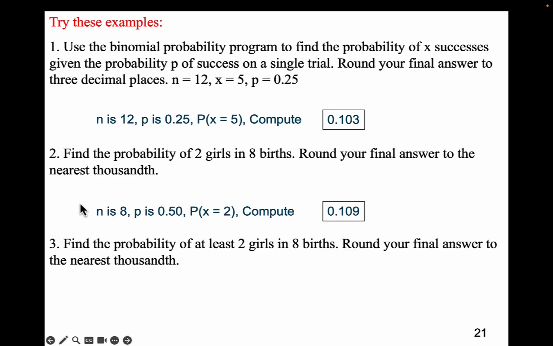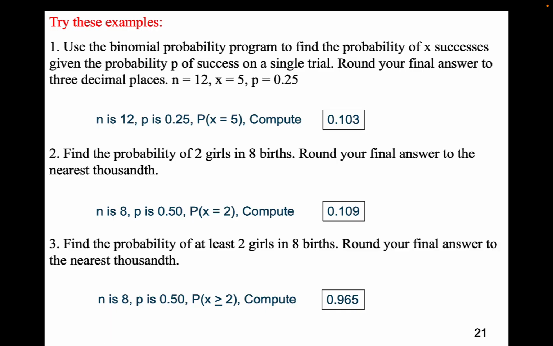And finally, for the third one, if you did that one right, you got it set up as n is still 8, p is still 0.5, and the wording was at least 2, so you want to run it with x is greater than or equal to 2, and that would give you 0.965. If you got them all, nice job. If not, make sure you could get them in the future should it be an assessment in which you can't use your notes on.